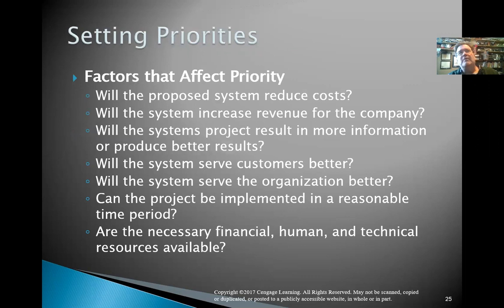Then at some point, we start thinking, okay, we've got a bunch of projects. Which ones should we work on? They listed some factors here about reducing costs, increasing revenue, and ultimately improving performance, which is getting more information and serving customers and the organization. Can the project be implemented in a reasonable time period? You can see these are all feasibility things. And then, is the stuff actually available that we need to work on it, whether financial, human, or technical?